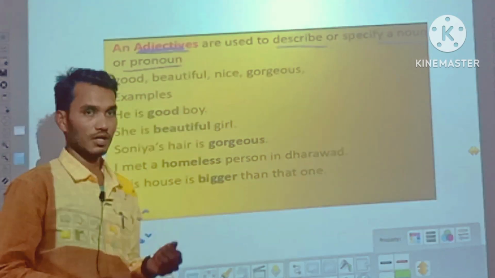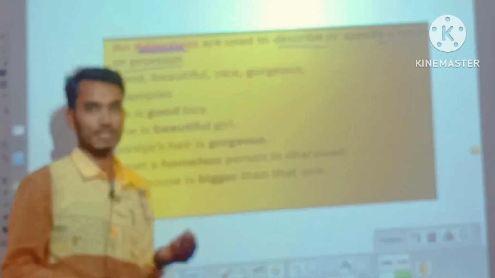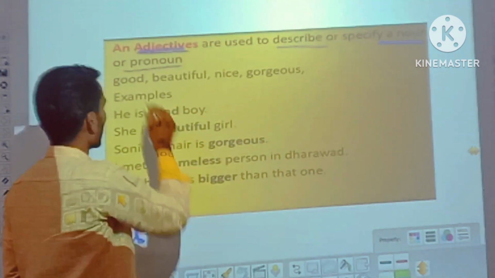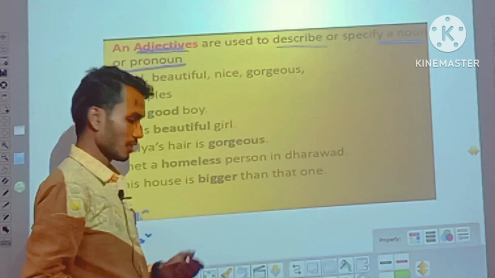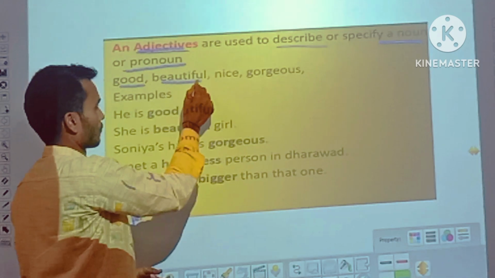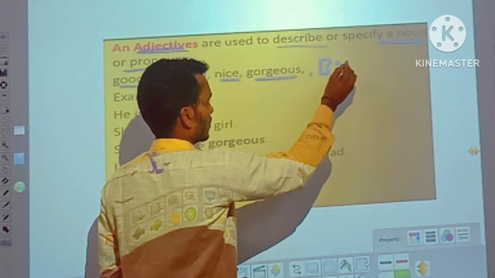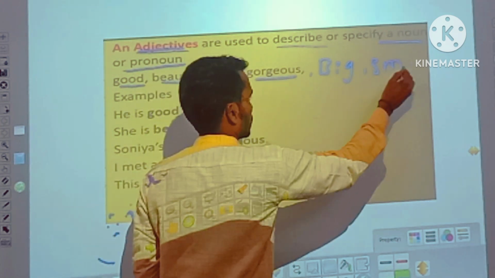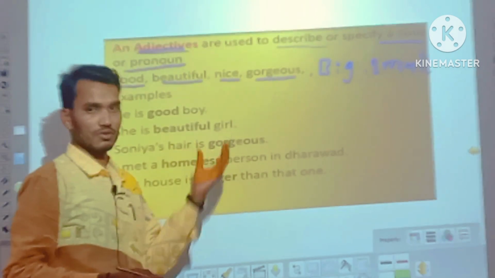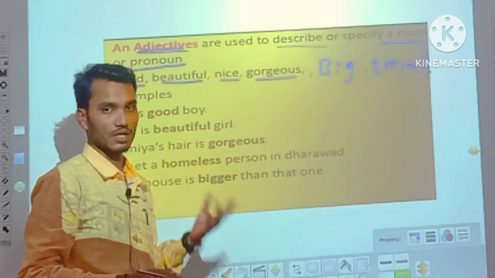So first we will look at what an adjective is. An adjective modifies or describes a noun or pronoun, right? For instance, good, beautiful, nice, gorgeous, big, small. These are adjectives, right? Why are these adjectives? Because these words describe the noun.